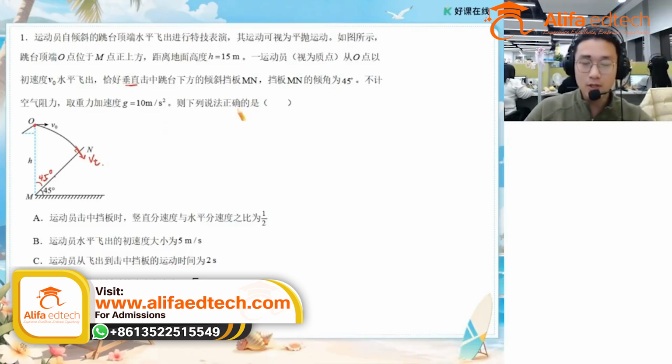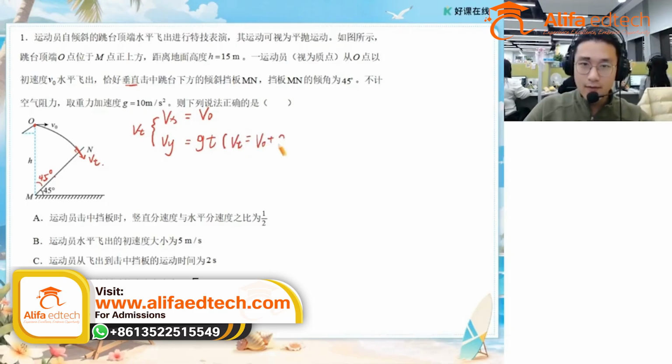For projectile motion, we definitely need to decompose it first. The VT at this moment we decompose into the horizontal Vx and the vertical Vy. So Vx is V0 and Vy is gt. Where does that come from? It's based on our formula Vt equals V0 plus at. Since it's free fall, the initial velocity is 0 and the acceleration is just the gravitational acceleration. So simplifying, Vt equals at. Since a is g, we substitute it in, and Vy is gt.